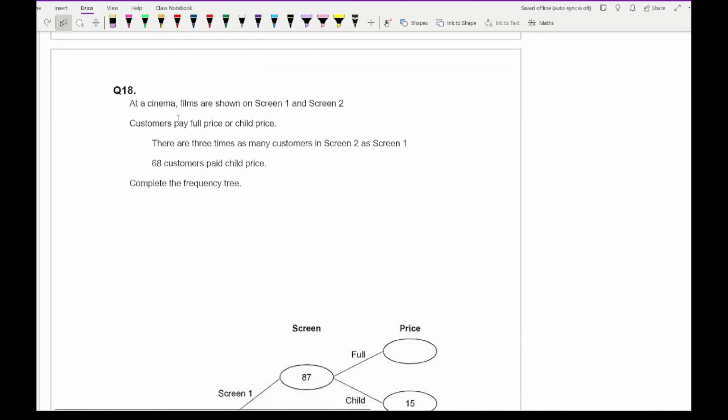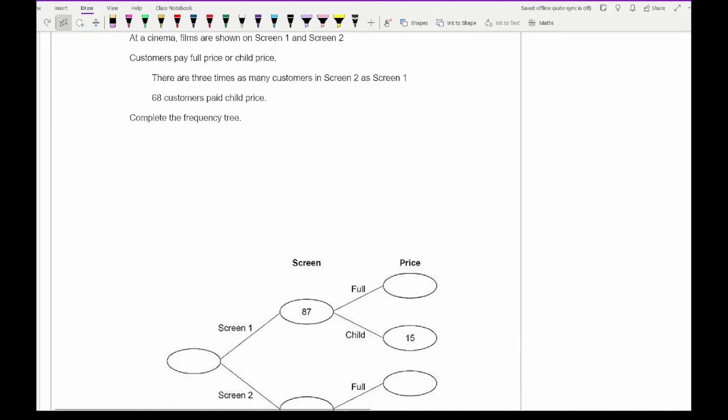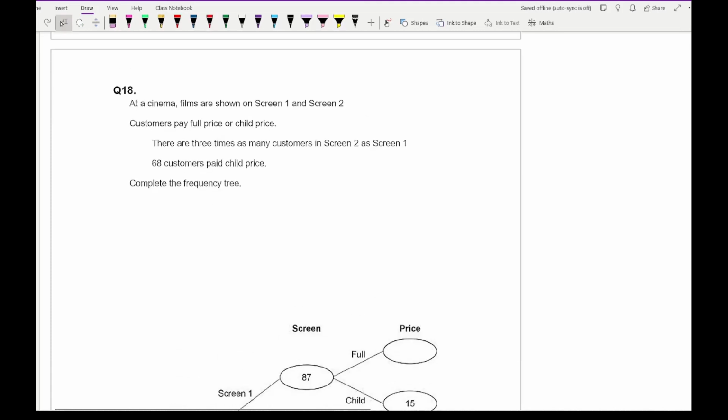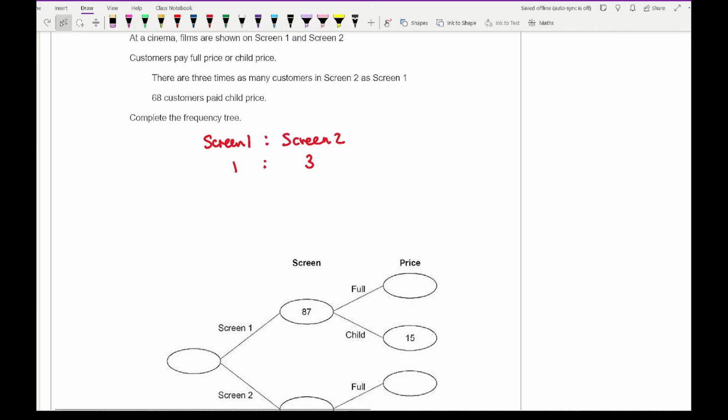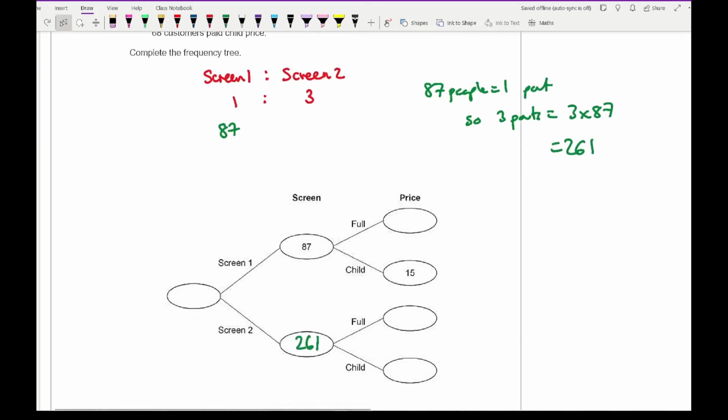So from this, we can see that we've got 3 to 1. In terms of screen 1 to screen 2, this information says there's 3 times as many in screen 2, so the ratio is going to be 1 to 3. Now looking at the frequency diagram, in screen 1 there were 87, so that means that 87 people equal 1 part, so 3 parts is going to be 3 times 87, which gives me an answer of 261. So this answer here is going to be 261.